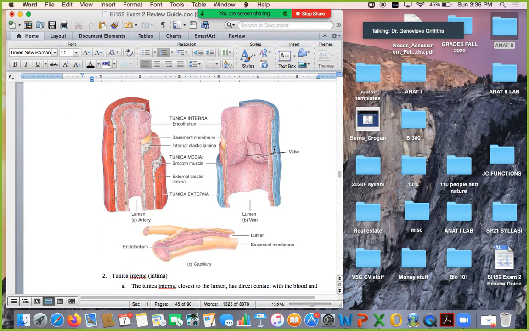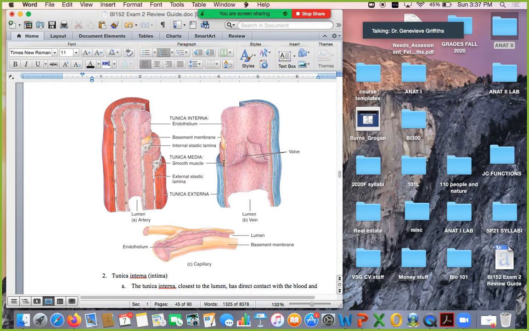So this shows both the arteries and the veins. They all have the same three major regions. So the tunica interna is the innermost part that's going to line the lumen. Then we have layers of basement membrane, and we have elastic lamina that occurs only in the arteries.